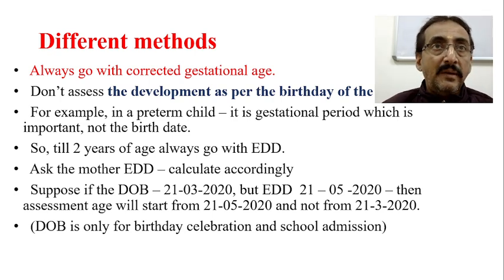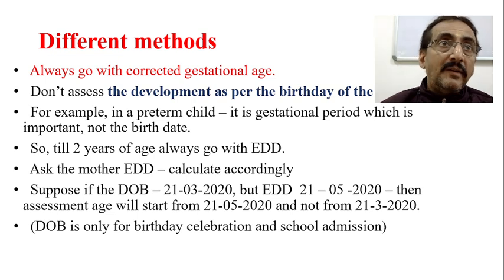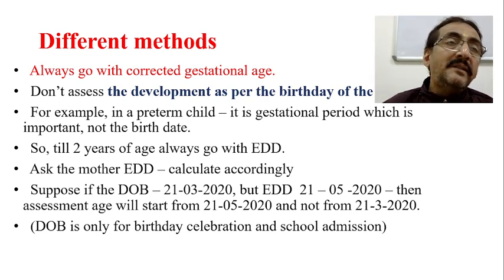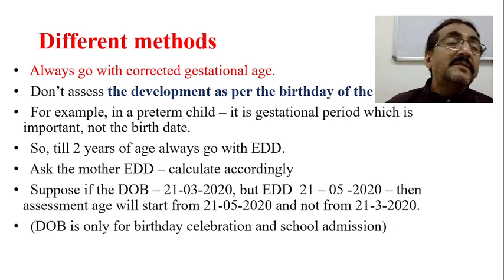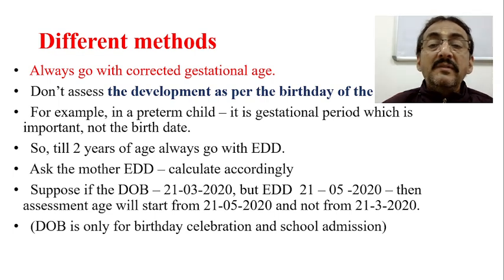For example, take a preterm baby who, instead of 38 weeks, is delivered at 35. Suppose you take such a case, where it is delivered 3 months earlier. The date of delivery is considered the birth date, but developmentally and gestationally, the baby is 3 months immature. So for development, we count from 3 months afterwards. That means if the baby is delivered today, today may be the birth date, but for developmental assessment, the first day starts after 3 months. So this is very important.